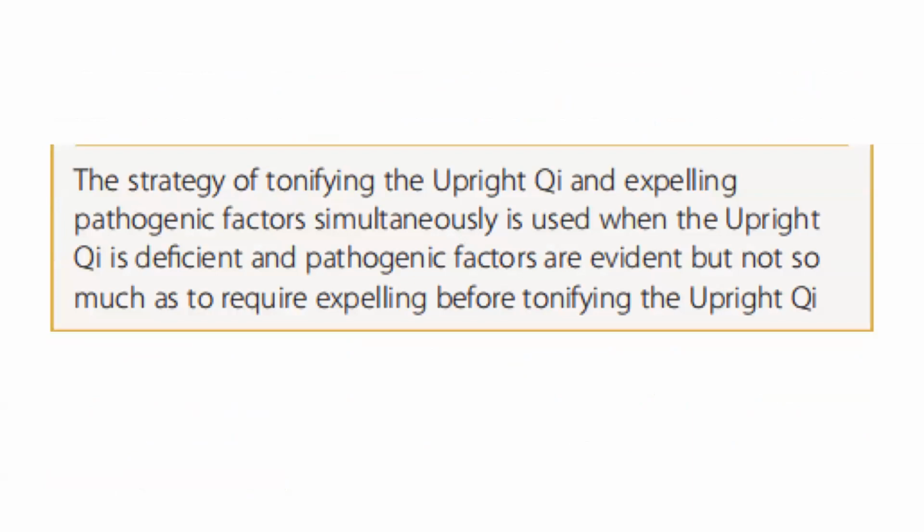The strategy of tonifying upright qi and expelling pathogenic factors simultaneously is used when the upright qi is deficient and pathogenic factors are evident, but not so much as to require expelling before tonifying upright qi.